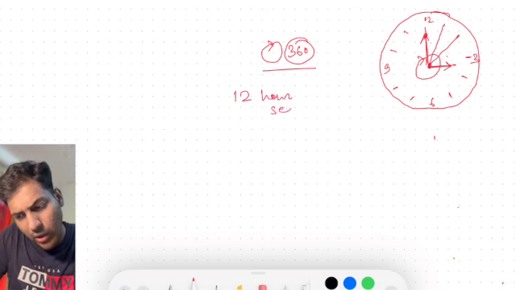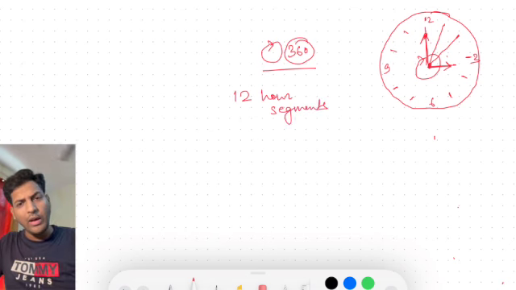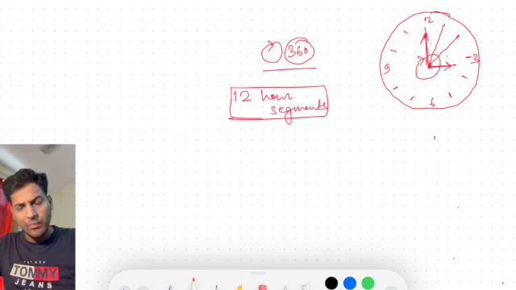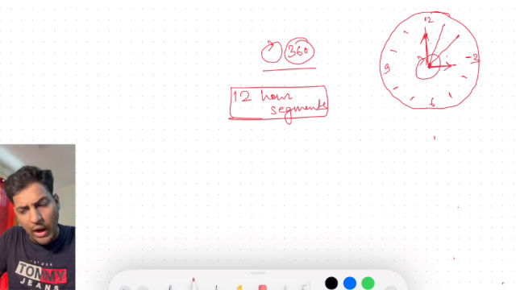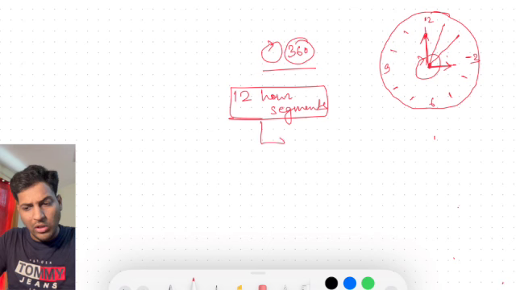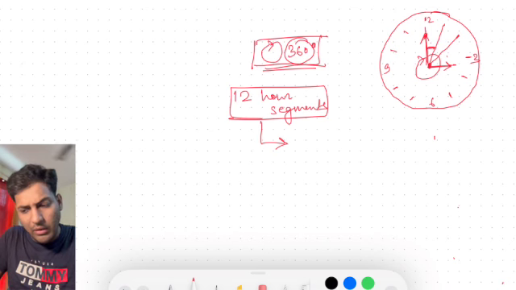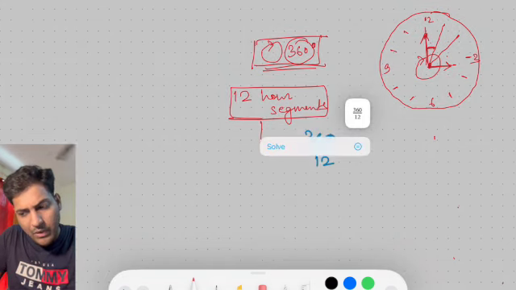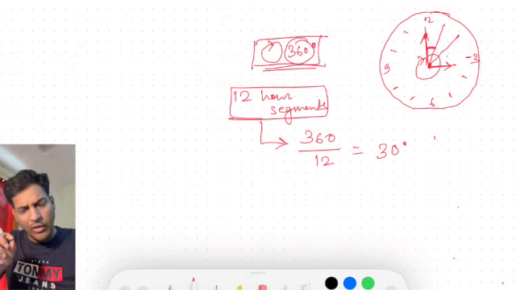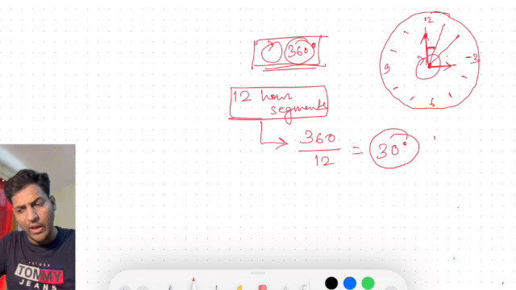Now if I ask you in terms of angle or degrees, each hour segment corresponds to how many degrees? The total was 360 degrees. So each segment will correspond to 360 divided by 12, which is equal to 30 degrees. Are you understanding? These are very small concepts, but you have to remember them very clearly if you want to solve the clock questions very easily.